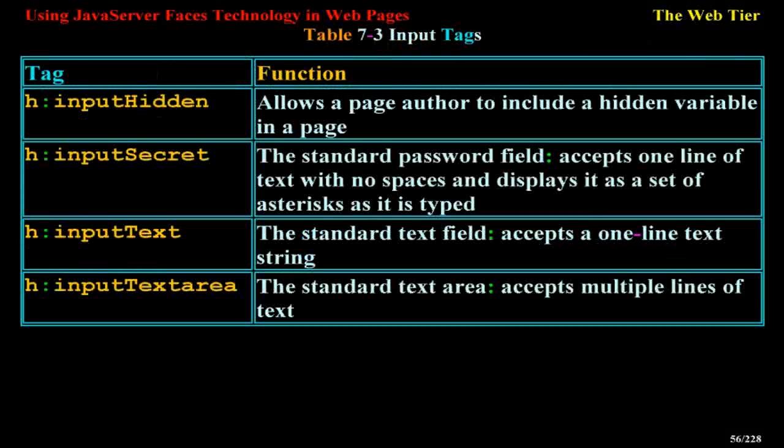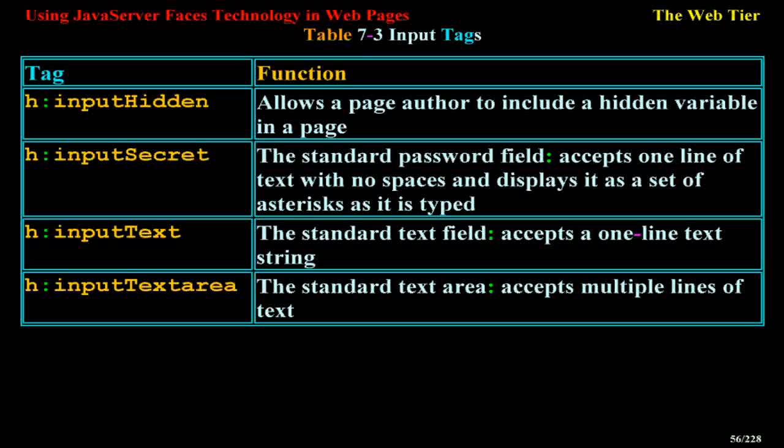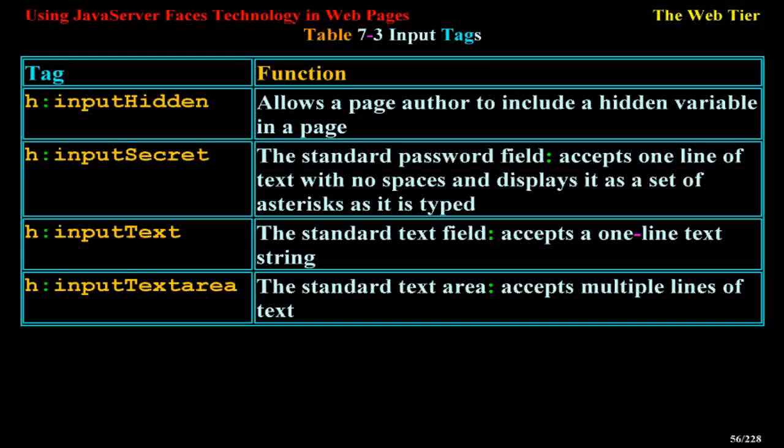Table 7-3 Input Tags. Tag, Function. h:inputHidden allows a page author to include a hidden variable in a page. h:inputSecret is the standard password field. It accepts one line of text with no spaces and displays it as a set of asterisks as it is typed. h:inputText is a standard text field. It accepts a one-line text string. h:inputTextarea is the standard text area. It accepts multiple lines of text.